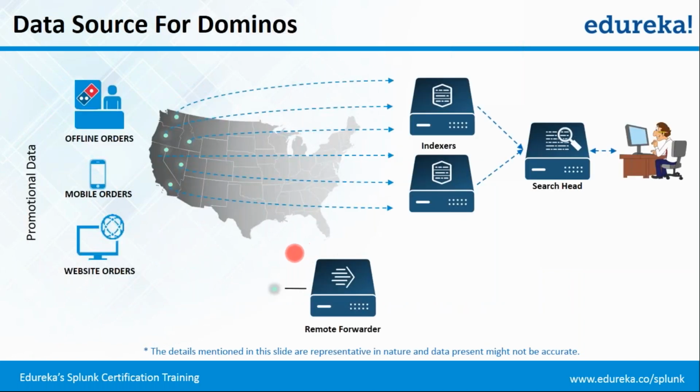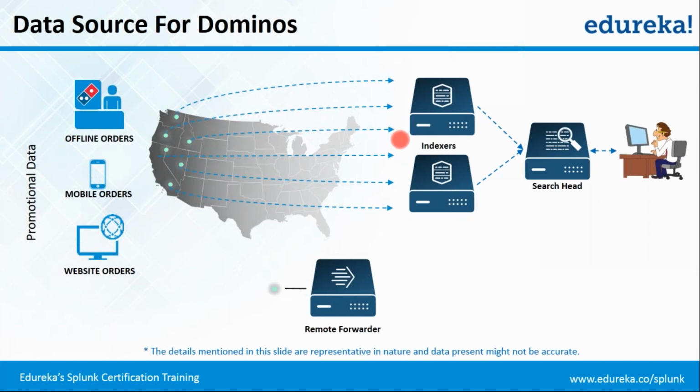So if you can look at this image, they collected the data generated during promotions from various sources like mobile devices, website orders, and offline orders and sent them to the remotely located indexers. The data forwarded contained information like the offer or the coupon redeemed by the customers, the time when they made the purchase, and the device used, and so on.